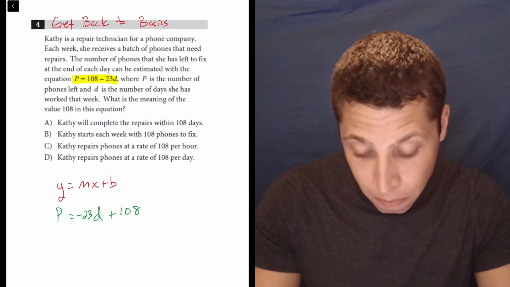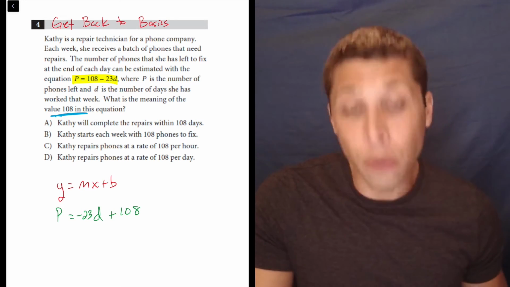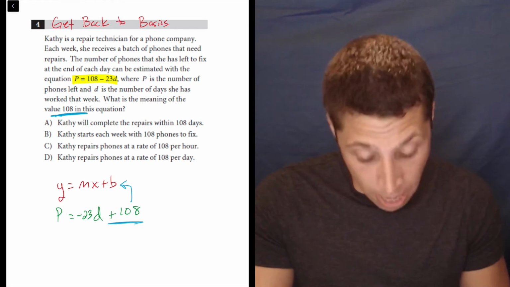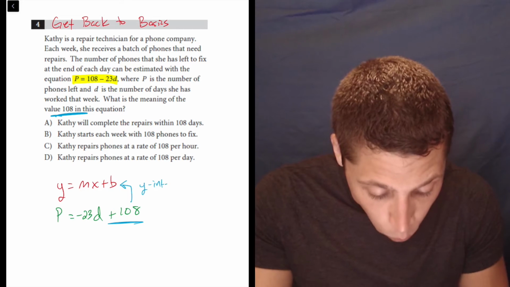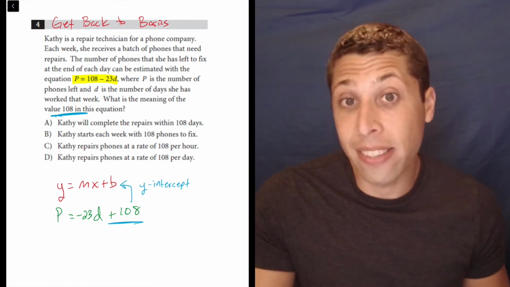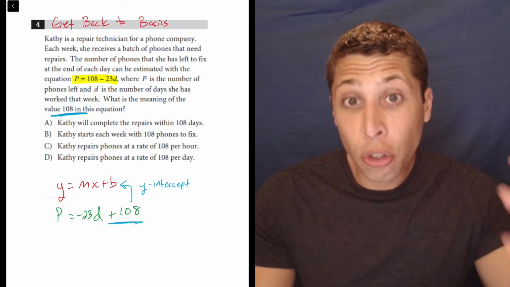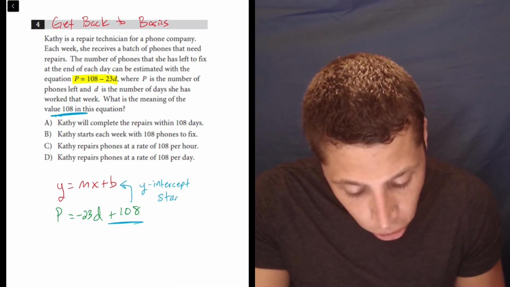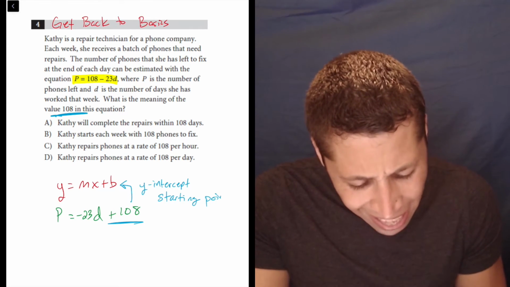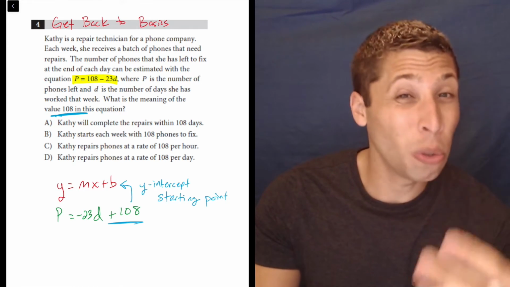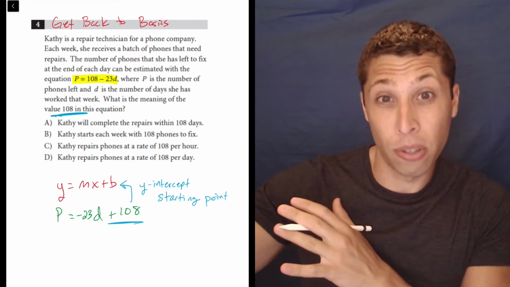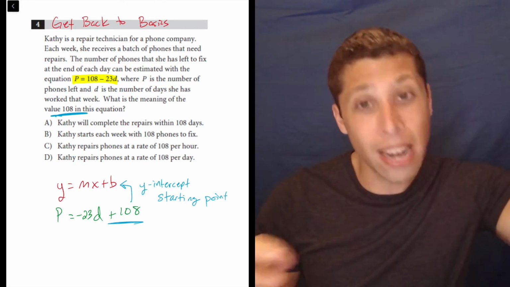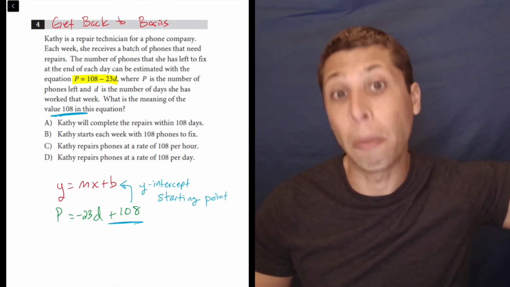Because now this question is much, much easier. What is the meaning of the value 108? Well, 108 represents the b. And we know that normally the b is the y-intercept, right? It's where x is equal to 0. Now, when we have a story, the y-intercept is pretty much always going to be the starting point. And that really comes down to the fact that when we have a story, we very rarely have negative numbers. And so the y-intercept is usually the first point that we plot, and then everything goes positive and towards bigger x values from there.